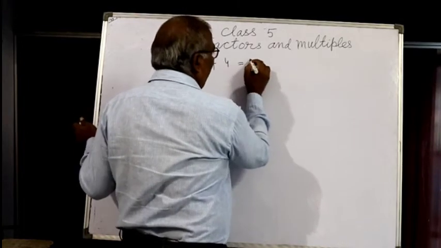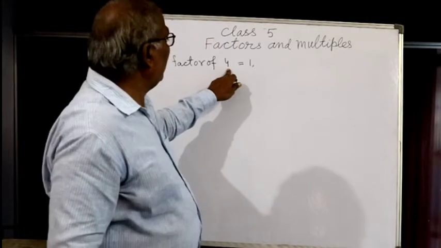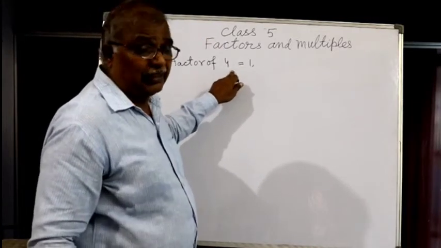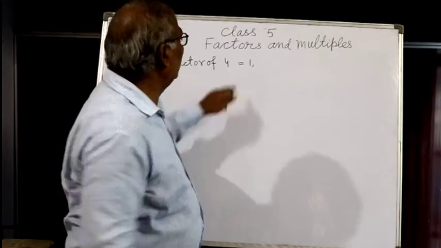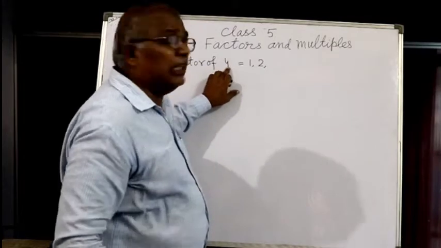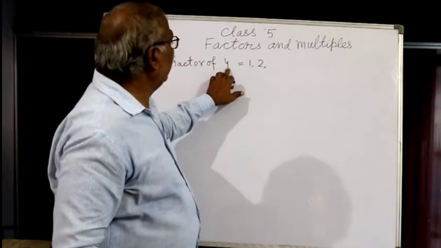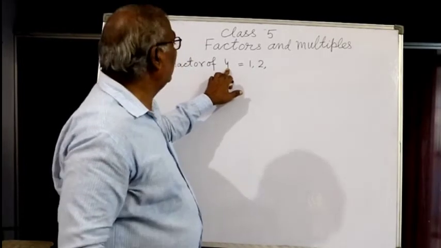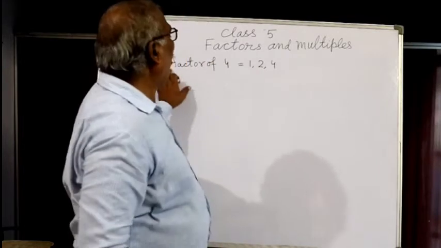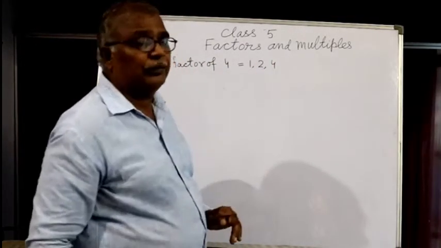what is the first factor? 1. Now second number is 2. 4 is perfectly divisible by 2. So 2 is another factor. But 4 is not divisible by 3. So 3 is not a factor. Then next number is 4. The last divisor is 4. So all factors of 4 are 1, 2 and 4.